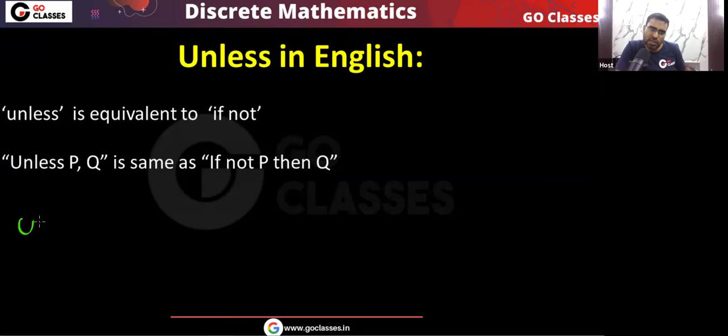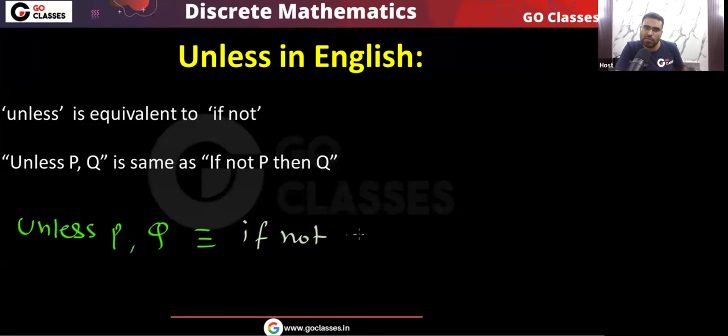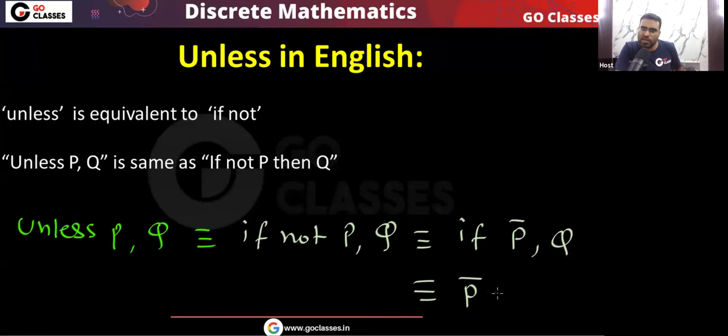Now you can also see, if they give you this statement, unless P comma Q, how to write? Very simple. Unless is same as if not. So it will be if not P, then Q. That is same as if P bar, then Q. And that is same as P bar implies Q. Yes or no? So remember, all you have to do is just replace unless with if not.